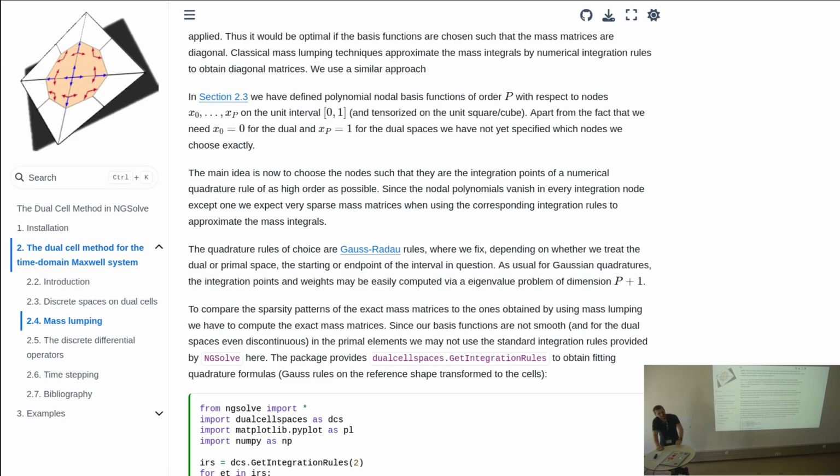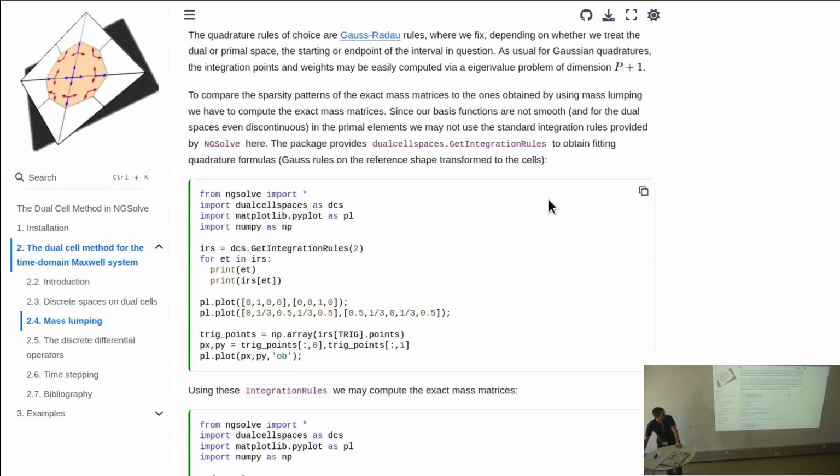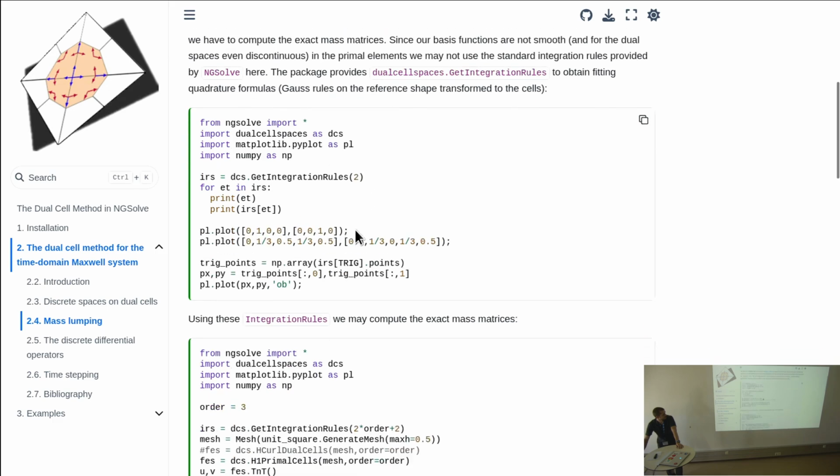And in the vectorial case, we have some blocks depending on how many elements meet in one vertex, but independent of the polynomial degree, which is very nice. Okay, let's see how this works. Obviously, we need some integration rules for computing the integrals. This is why we have this function get integration rules, and you can give it some order. This gives you integration rules that integrate all the basis functions up to order 2 correctly.